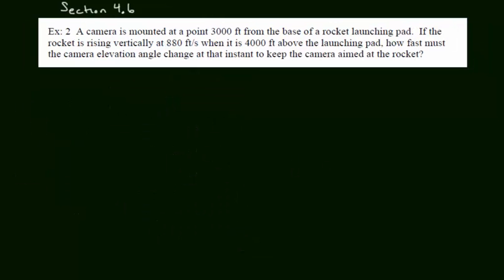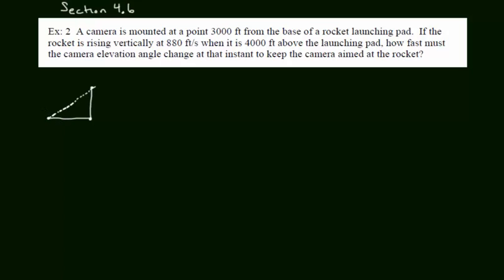Let's take a look at example 2. A camera, here's my camera, is mounted at a point 3,000 feet from the base of a rocket launching pad. Here's my rocket launching pad. And a rocket is rising vertically at a rate of 880 feet per second when it is 4,000 feet above the pad. How fast must the camera's elevation angle change at that instant to keep the camera aimed at the rocket? Okay, so we have a distance from the camera to the launching pad, and from the rocket to the launching pad, and then we also have a distance from the camera to the rocket.